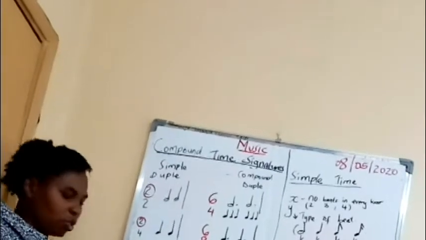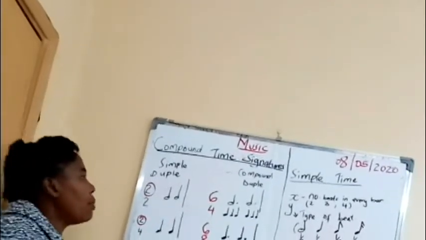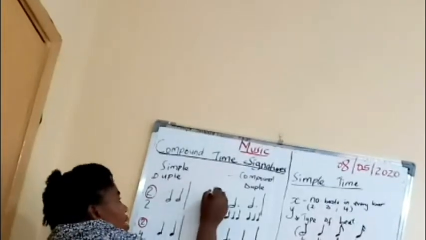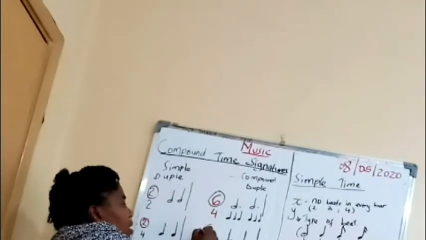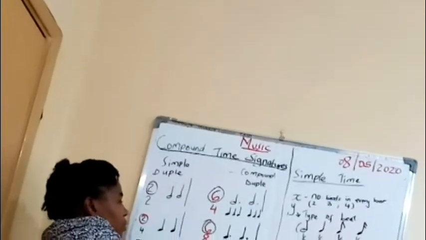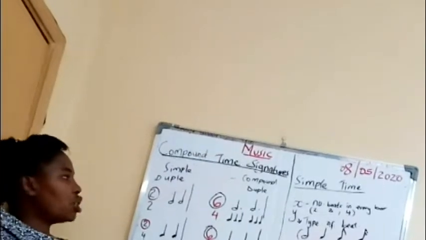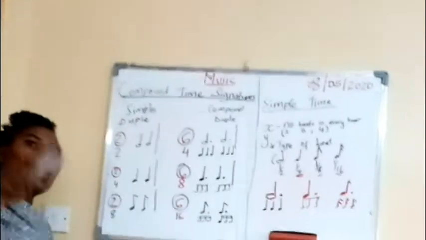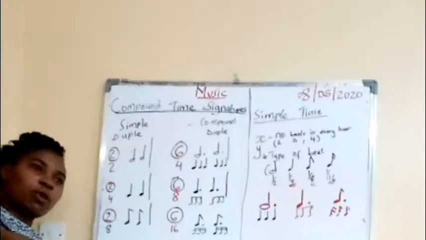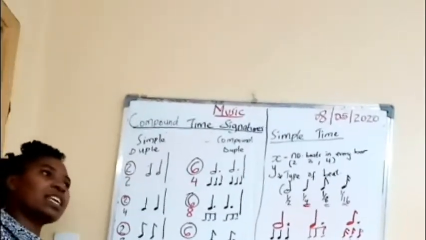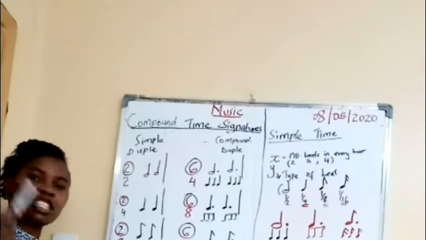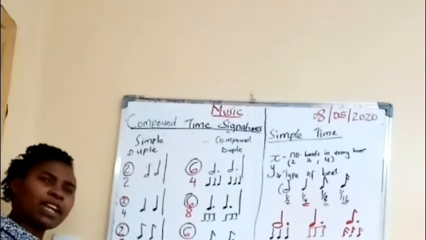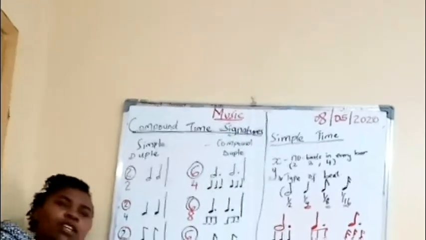In compound duple, the top number will be 6. So the top number is 6. So anytime you see 6 at the top, boys and girls, what it means is compound duple time. Now, let us just have a look into this.